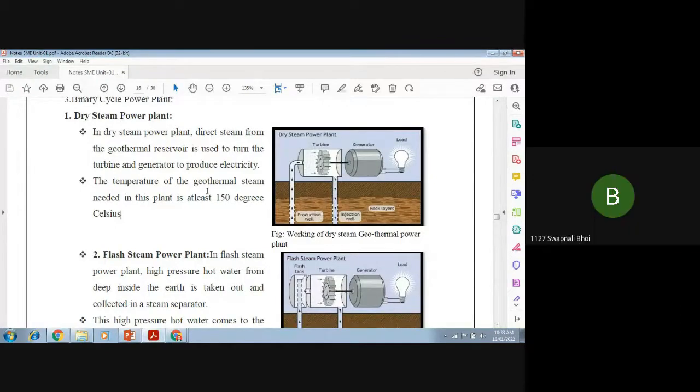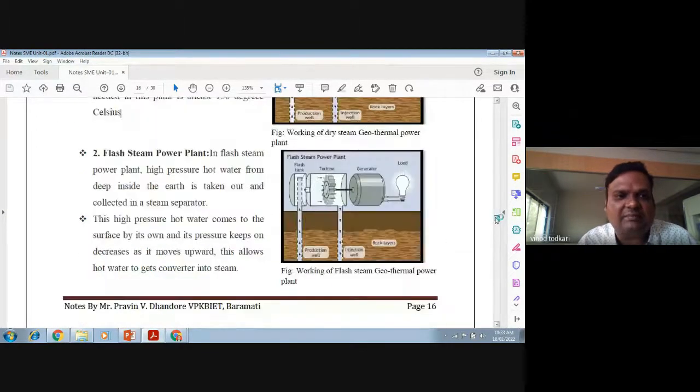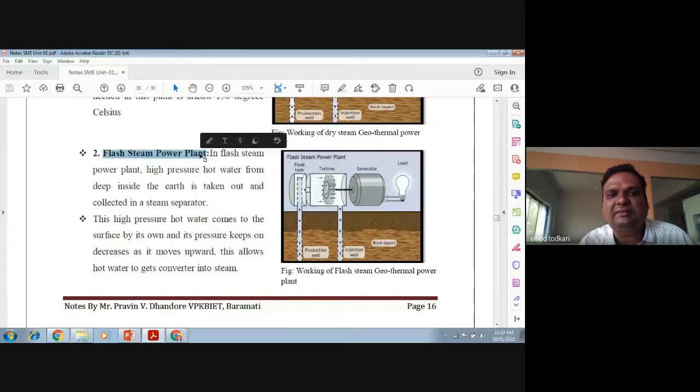No, sir. At 60 degrees Celsius there will not be dry steam, right? Okay, then if the steam is dry steam, I will use a dry steam power plant. If the steam is wet steam, I will use a flash steam power plant, right?